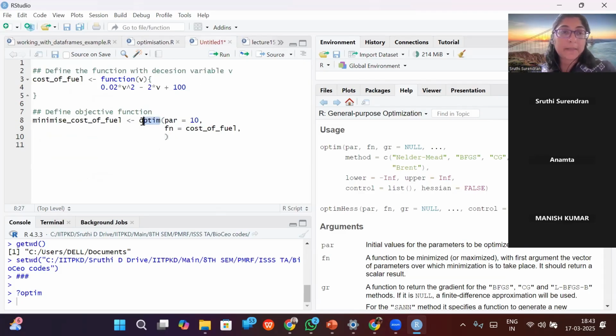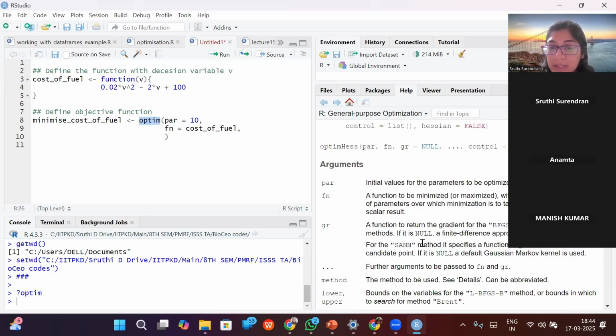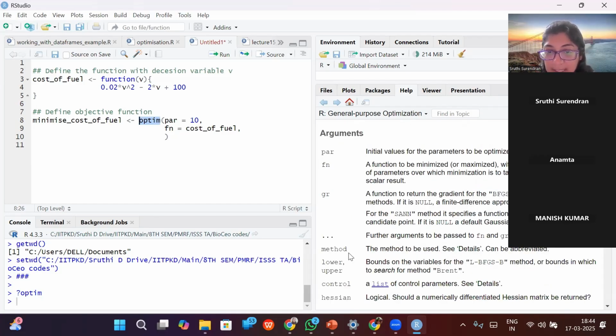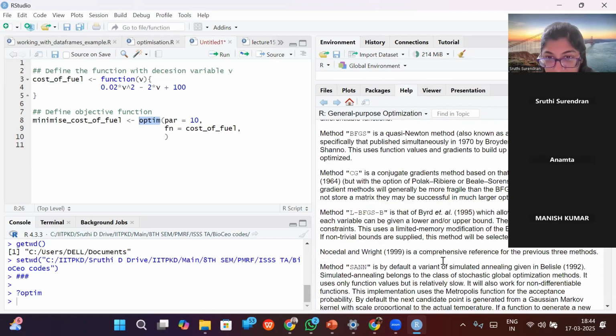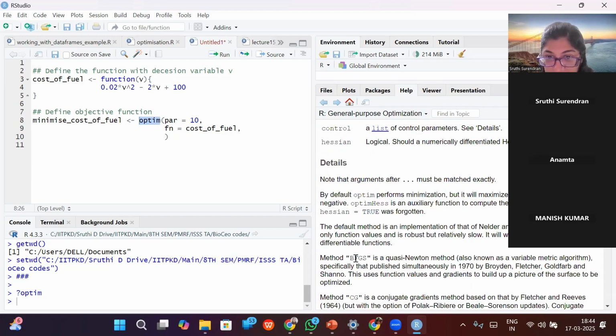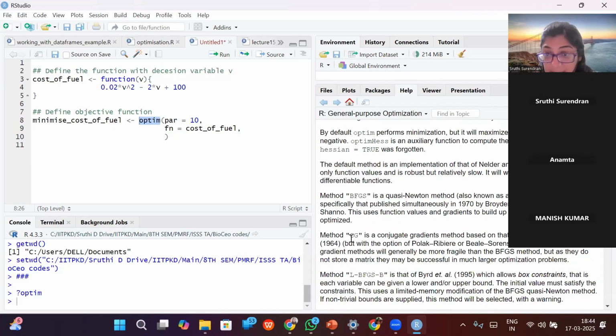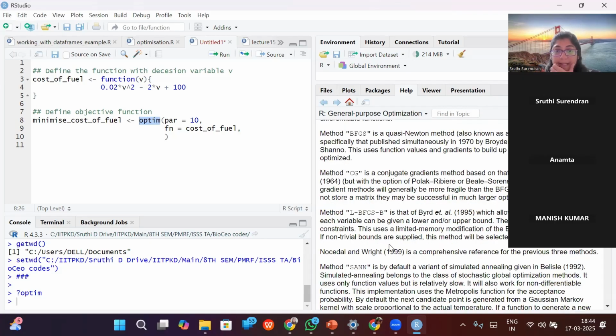Now, when we use this optim for equations like this, what we are using now is something where we can't apply constraints. There are methods where you can apply constraints. If you go to details in the methods section, the method BFGS can be used to apply constraints. CG can be used to apply constraints. L-BFGS can be used to apply constraints.